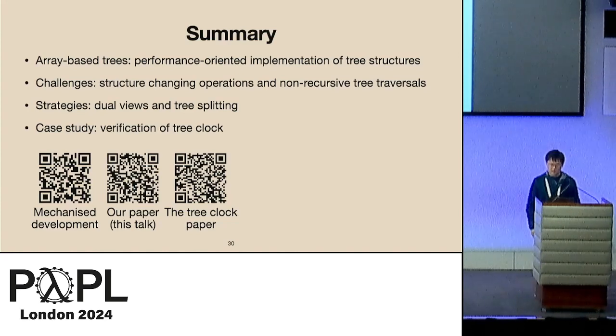So in summary, array-based trees is a performance-oriented implementation of tree data structures. In this paper, we identify two challenges, which are also common patterns in the programs that operate with array-based trees. And we propose strategies to reason about those patterns. In this talk, I'm giving some intuitive explanation of the tech of these strategies. And if you would like some more formal explanation, you can check our paper. And if you prefer even more formal explanation, you can check our mechanized development.